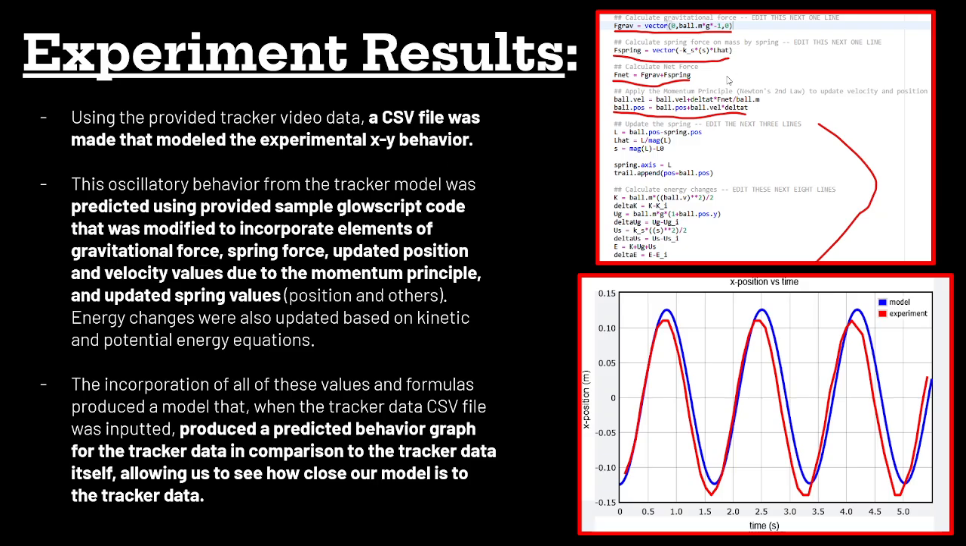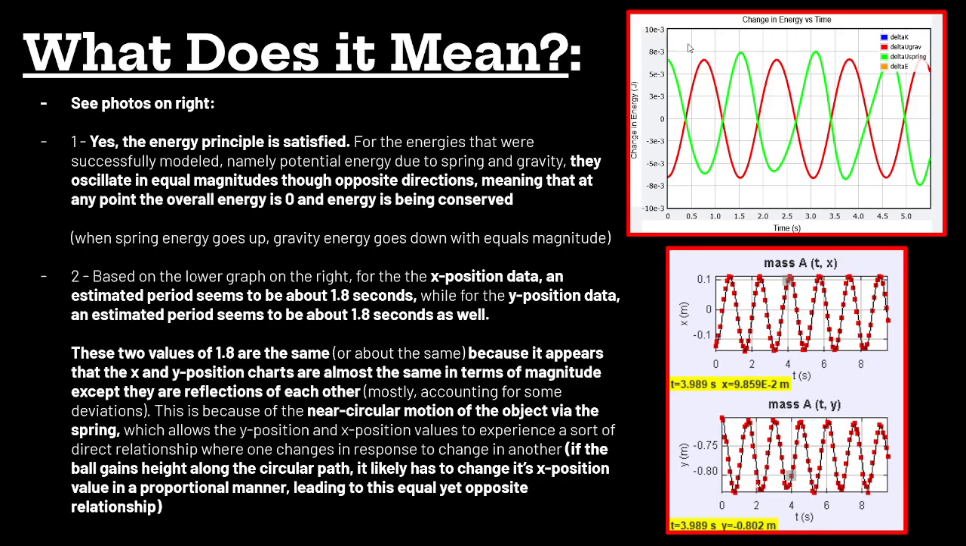And then this is also just more of those instances where we use physics formulas to produce this code. As for what it means, for the first part, is the energy principle satisfied? Yes, it is, because as you can see, for all of these parts right here, the spring and the gravity share an inverse relationship. So where gravity goes up, spring goes down. Where spring goes up, gravity goes down. This all results in an average of 0 for the net energy. So there's no energy lost or added.